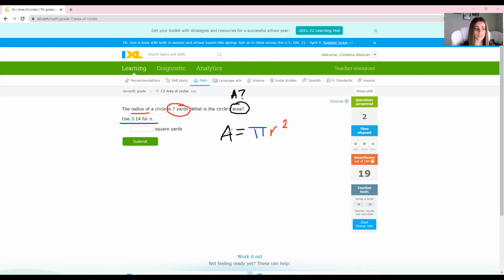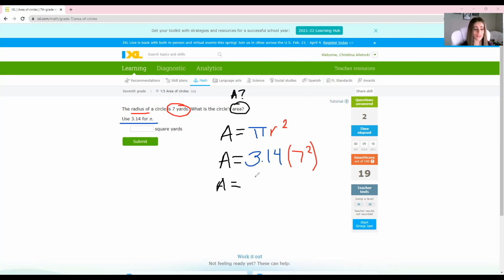Let's substitute our values in. Area stays a variable. That's what we're trying to find. We substitute 3.14 in for pi. And then our radius is 7 yards. So 7 is being substituted in for r. Let's follow order of operations. The two operations we have here are exponents and multiplication. Exponents comes first. What would be 7 squared?